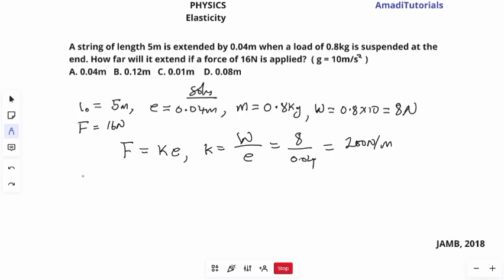So that will now be 16 equals our K, 200, times the new extension. So extension will then be 16 divided by 200. Very, very simple. So that you have 0.08 meters. That's option D.